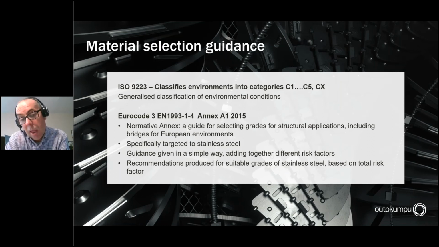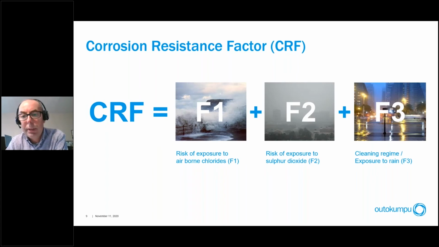And the output at the end is a recommendation for a suitable grade of stainless steel based on all the risk factors that might be present. And of course you can read that in the Eurocode, but I just thought I would quickly go through how it works. And it works in a very simple way. First of all, it characterizes the environment of a potential bridge by adding together the known risk factors for stainless steel. So you use a very simple lookup table to first of all determine several factors.